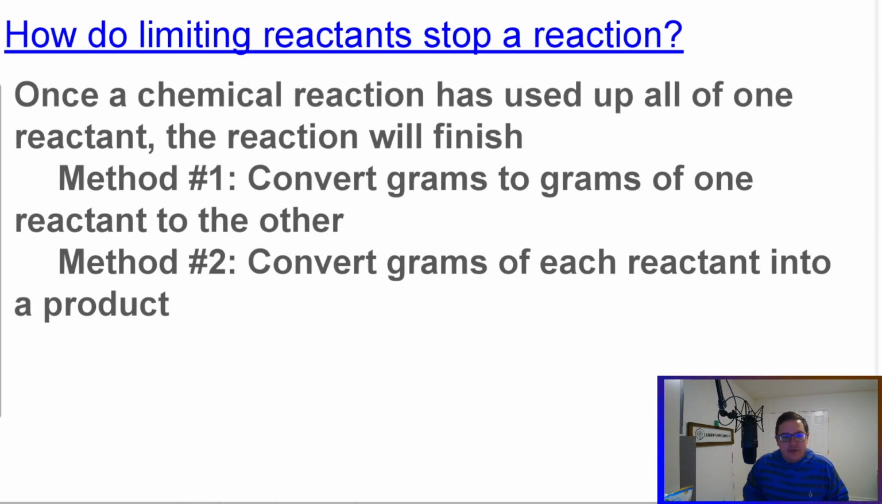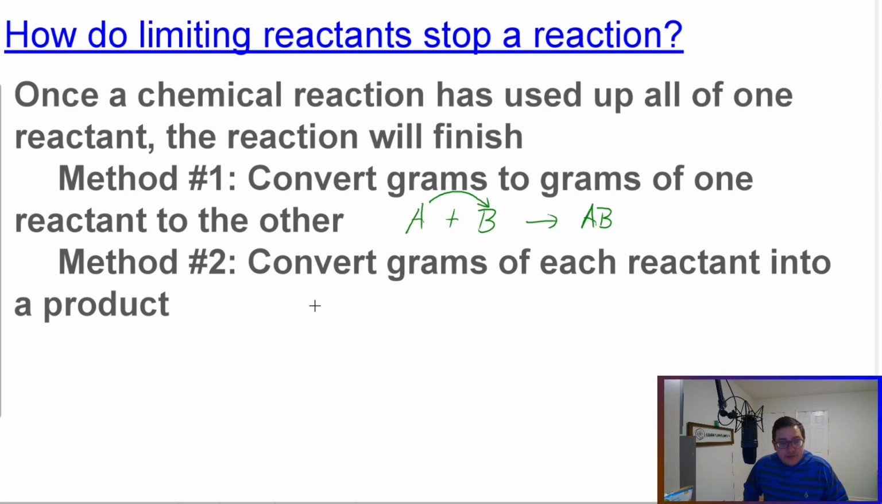And here's how we do it. There's kind of 2 ways. Let's say for this first method, we have A plus B gives us some product we'll call AB. So just some generic reaction. To figure out which one's going to be limiting, you can convert grams of A into grams of B. So that mass-to-mass calculation, and then compare the 2. We're going to do a couple examples there in a second.